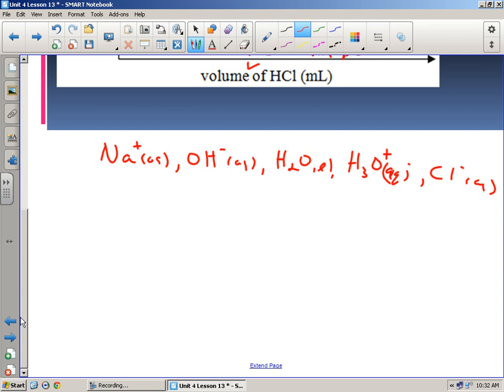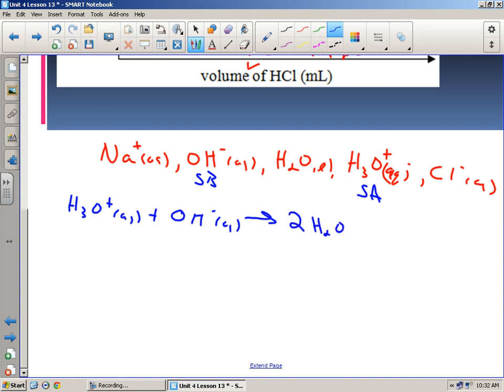If I was predicting the most likely reaction to take place here with the strongest acid and the strongest base, I'd say this is my strongest acid, this is my strongest base, and if I react the two together, that should give me the reaction that's taking place here. So H3O plus and hydroxide gives me, strong acid, strong base, quantitative, 100%, 2 H2O liquids, okay?